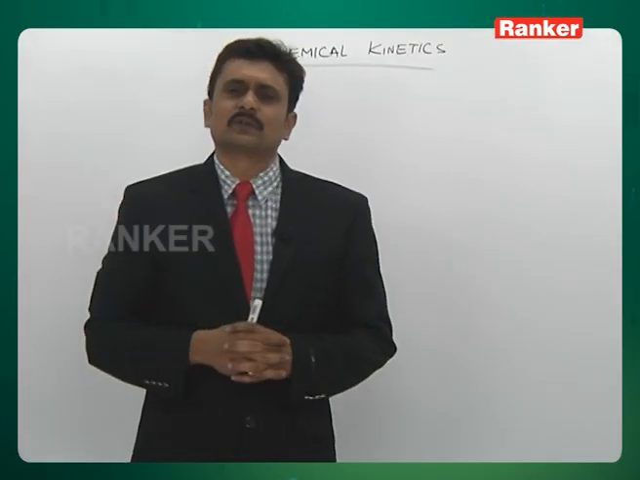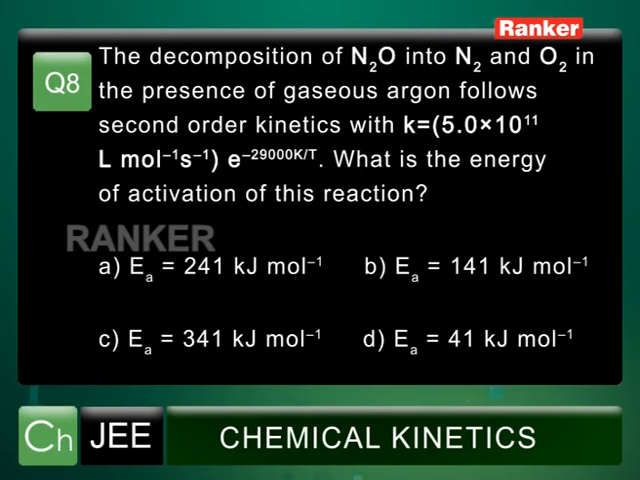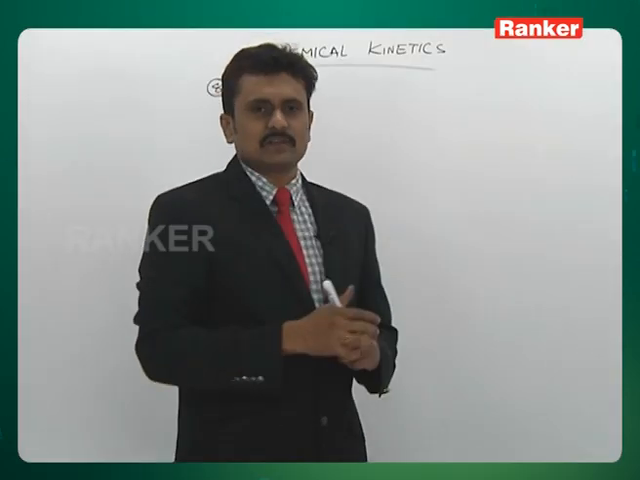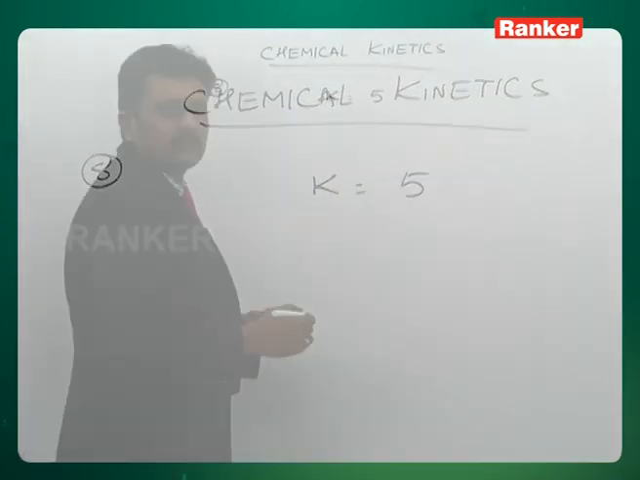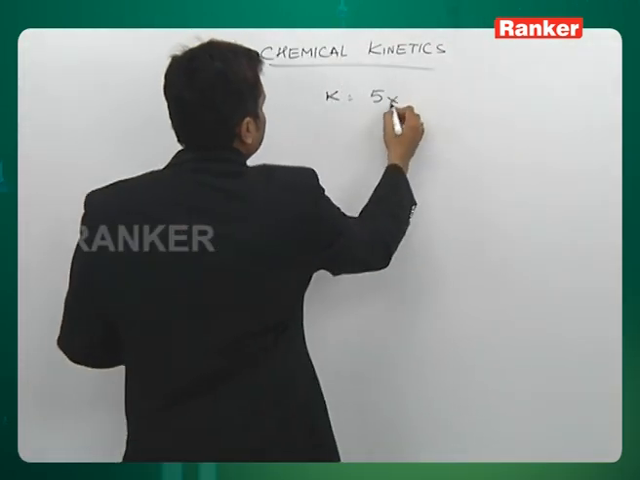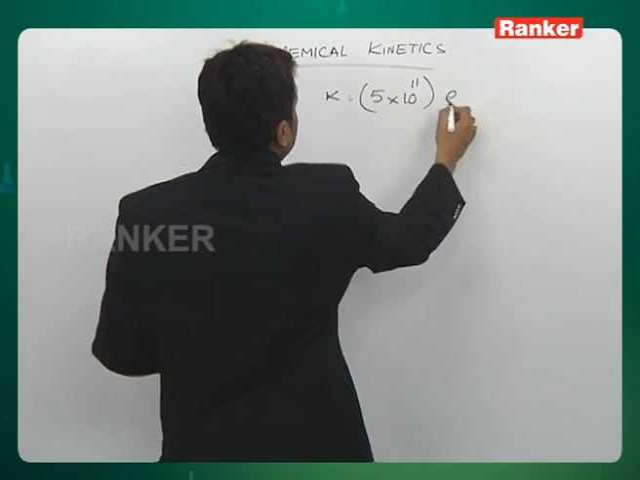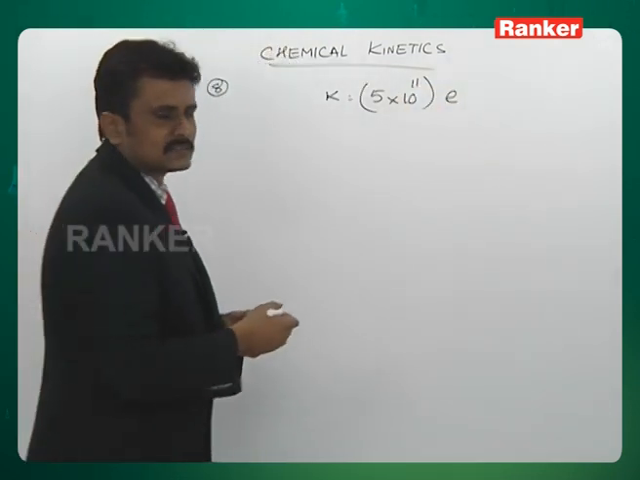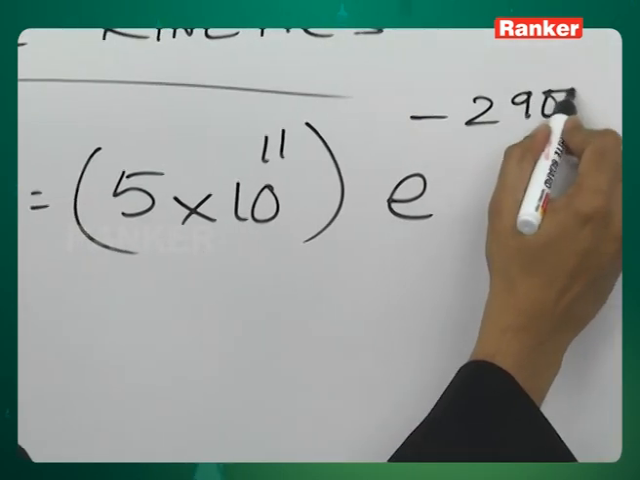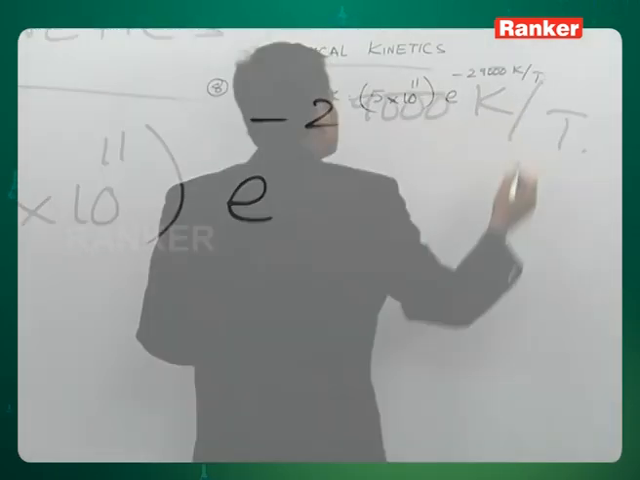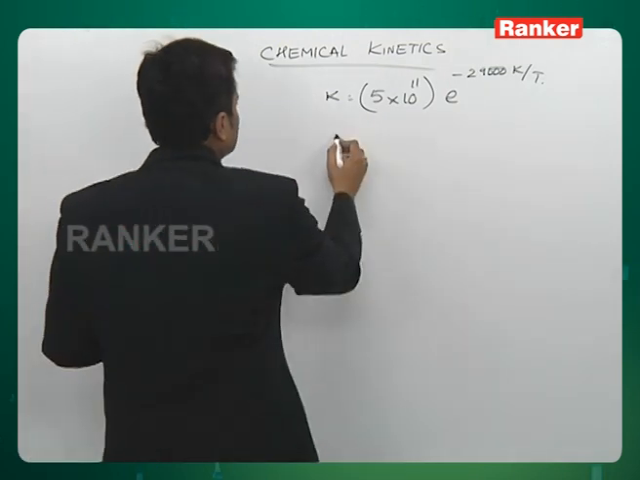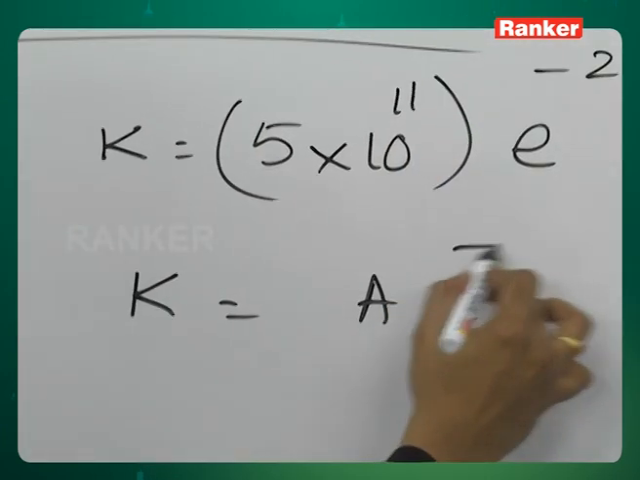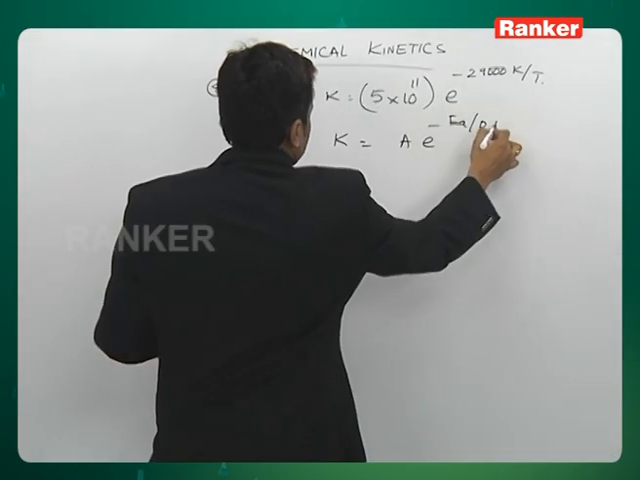We have the next question, where the decomposition of N2O into N2 and O2 in presence of argon follows second order kinetics, and you have been provided with the k as 5 into 10 to the power 11 into exponential of minus 29,000 K by T, and you have been asked to find the activation energy of this reaction. Now you know this question is based on the Arrhenius equation, where I will map the information given with this.